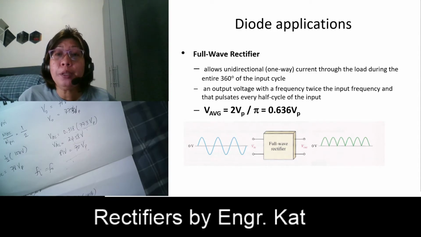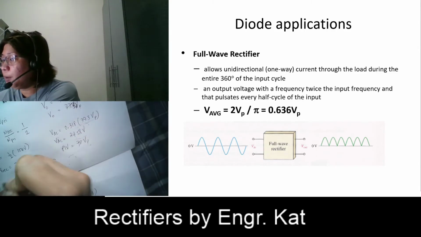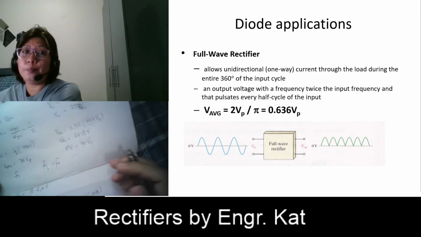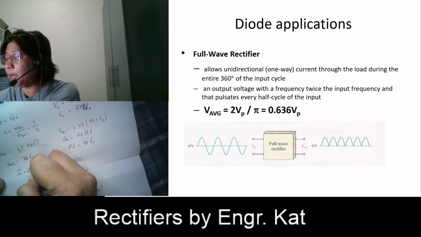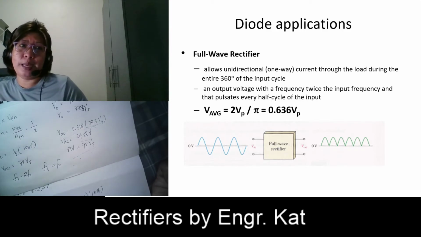Why? Because during the first cycle, what is the first cycle here? During this one, you have repeated 2 cycles already. So that means you doubled the frequency. Okay? So if this is one period, that will give you 2 cycles already. So if your input frequency here is F1, so during full wave, it will become 2 times your F1. So always remember that. Okay?